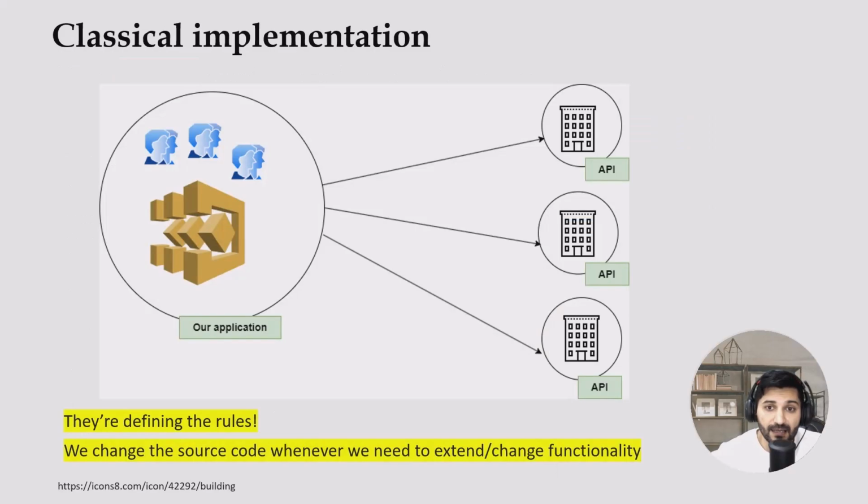Let's talk about the classical implementations that don't fit our application. In a classical implementation, we have our application and we have our developers. If we want to integrate some bank into our application as a provider, we should get some API from the bank side. You see, we have 3 APIs in our scenario. And we should develop some functionality based on the API we get. So here, the banks are defining the rules. Per bank, we have different types of methods, functionalities, and arguments. And we change the source code whenever we need to extend or change functionality. This is really important. The responsibility is on our side. The bank should provide only the API. Interacting with the API and defining the flow is our responsibility in our case.